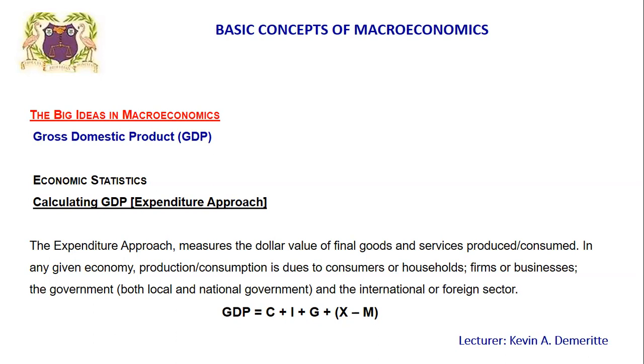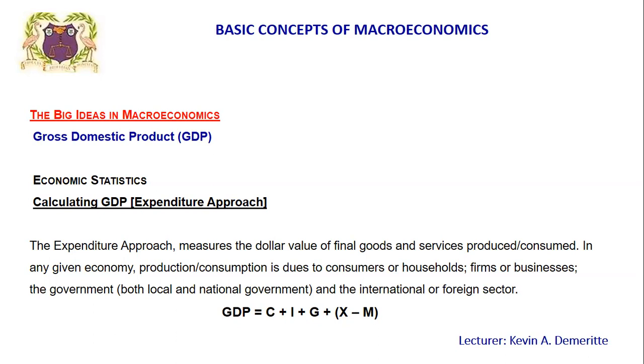All right, so let's refresh ourselves in terms of our definition of the expenditure approach. We said the expenditure approach measures the dollar value of final goods and services produced or consumed in any given economy, whether that production is by households, which we call consumer or C in our identity, by firms or businesses, which we're calling I or investment, and by government, both local and national, which we're calling G or government purchases.